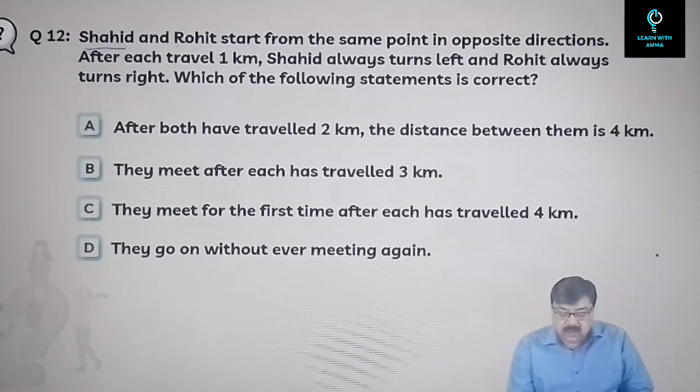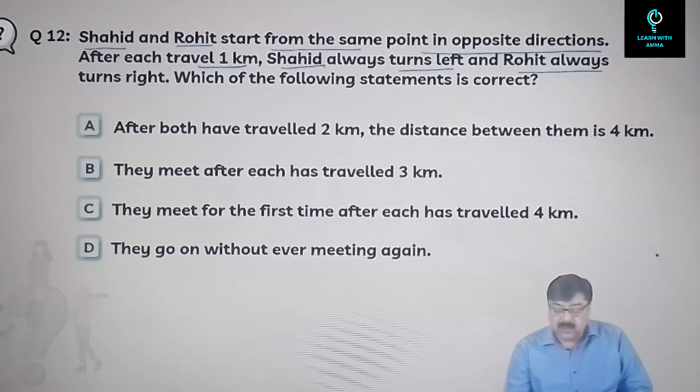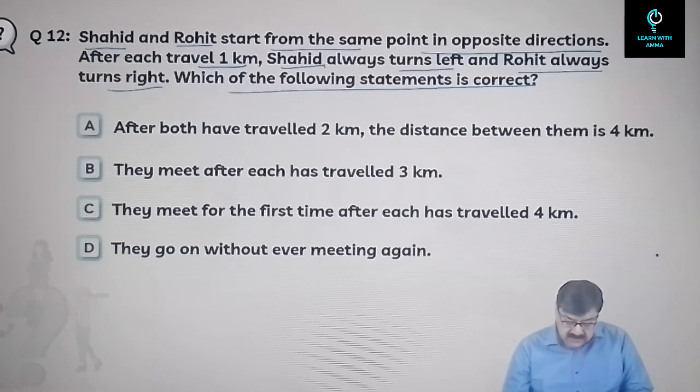Shahid and Rohit start from the same point in opposite directions. After each travels 1 kilometer, Shahid always turns left and Rohit always turns right. Which of the following statements is correct? First of all, let us set their movements as per the directions given in the question. Now this is, let us say, the starting point.